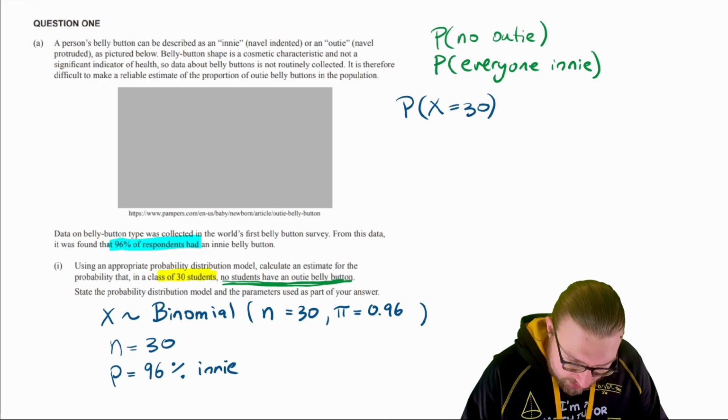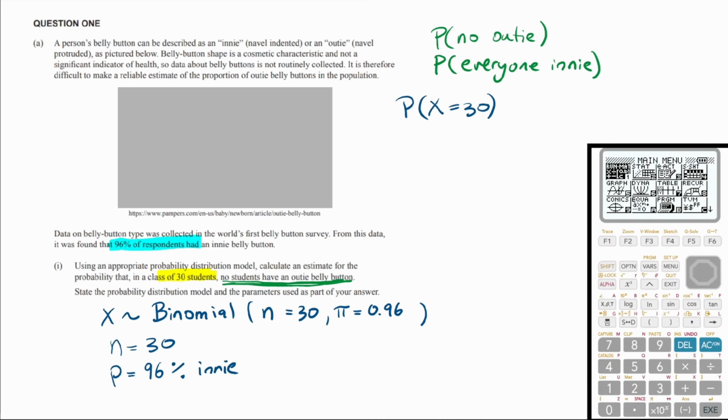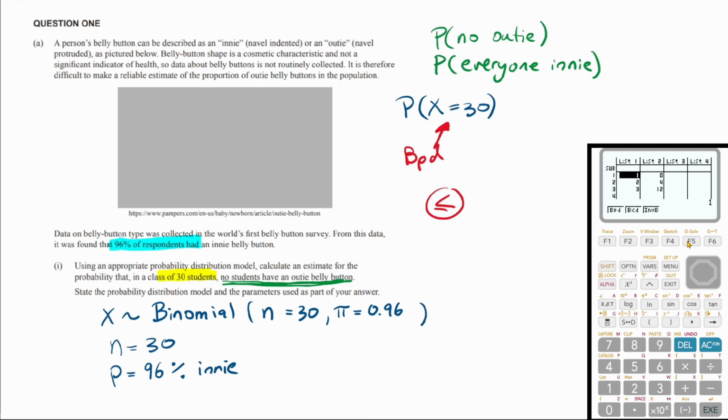So let's go to our calculator and let's put that in. So how do we do this? Well, remember, we're going to go to the stats menu. So we're going to go to stats and we need to go to distribution, which is F5. And then we have to look at the bottom here. We have binomial, which is 5 again. And remember, guys, if you have an equal sign in the probability statement, then we use BPD. And if there is a less than or equal sign, that would be the BCD option.